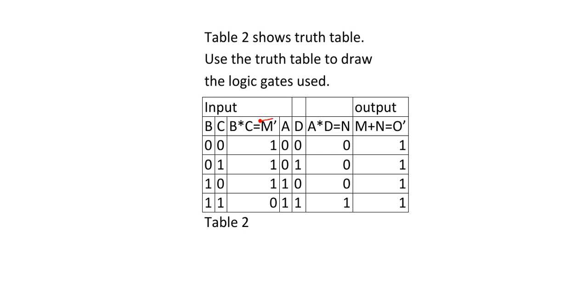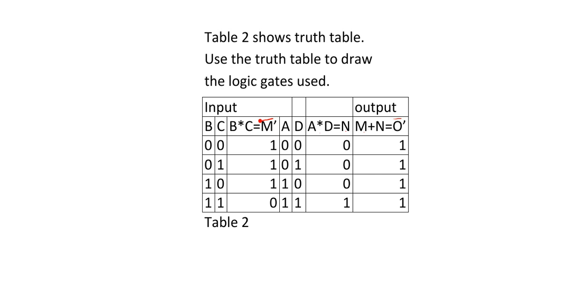Then we have A and D, where we have A and D, we get N. And the output is M or N. Remember, this is Boolean algebra. We don't say M plus N, we say M or N, which is equal to not O. So this O is the same as O with a bar, because it is the complement.